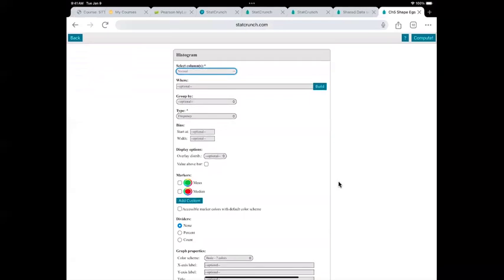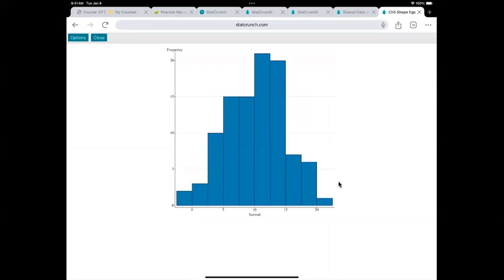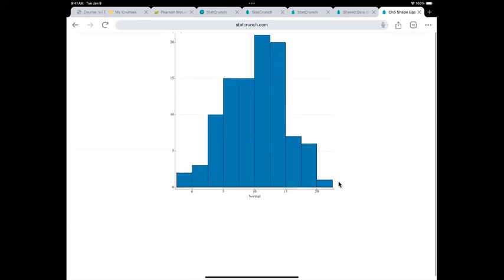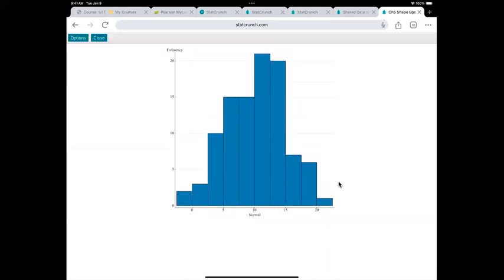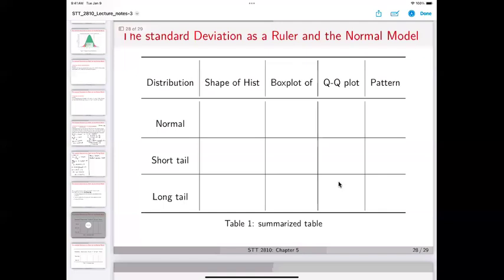My interface is a bit different from yours because I'm using the iPad. Is that okay? But I think on your computer, it should be just a drop down. And then we hit compute. So this is the histogram. Now let's try to get the shape. Even though this is not perfect because the data are randomly generated, you can see this is looking like a bell shape. So we see the shape of the histogram for the normal is looking like a bell shape. Is that okay?